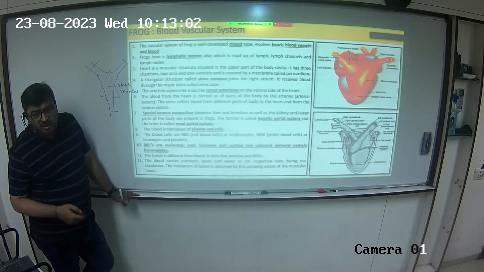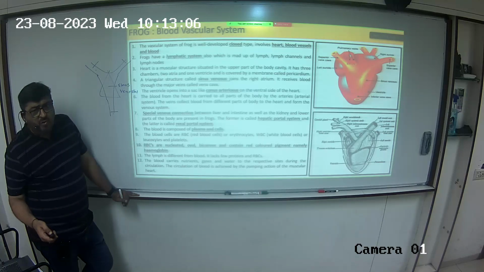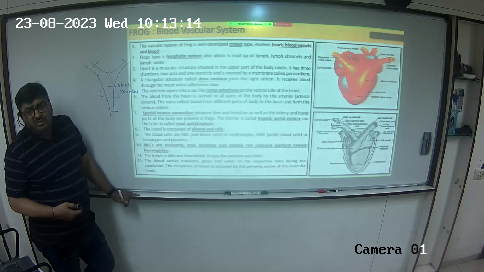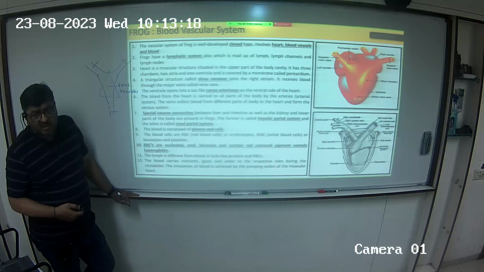Cockroach में we have learned the open type circulation. Right? What is the body cavity of cockroach called as? Hemocoel. We have learned that hemocoel के 3 parts थे. Right ना? कौन से थे? Perineural sinus, pericardiac sinus and perivisceral sinus. Okay.